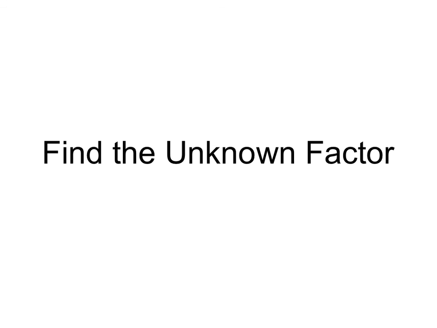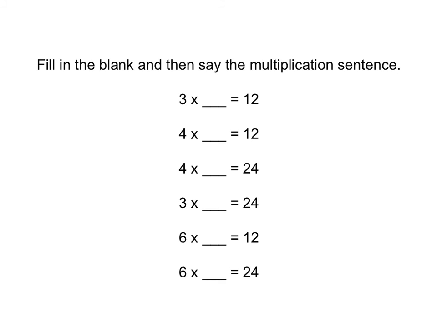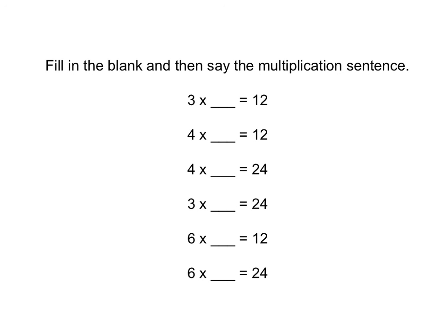Alrighty, the very last thing we're going to do here is find the unknown factor. Basically you're going to fill in the blank, and then say the multiplication sentence. As you look at this, 3 times blank equals 12. I'll give you a couple of seconds to figure that out. These should come pretty quickly to you. 3 times 4 equals 12.